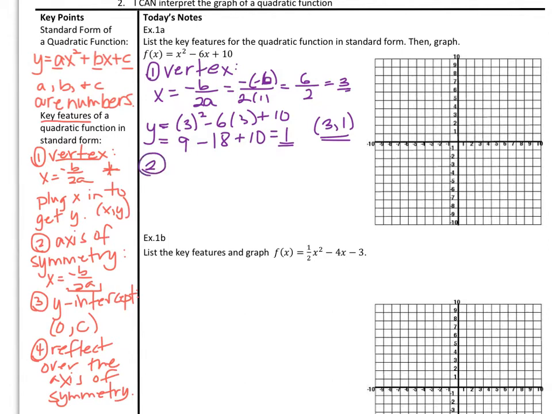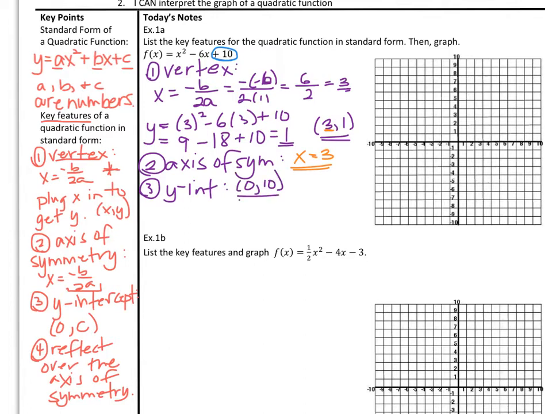Our axis of symmetry, part 2. That's just the equation of that vertical symmetry line. And it always matches the x-coordinate of the vertex. x equals 3 is the equation for that axis of symmetry. Done. Part 3, the y-intercept. Remember, in vertex form, we had to actually calculate this. But now the y-intercept is just whatever that last number is that doesn't have an x. That's 10, therefore the y-intercept is (0, 10). And then what we'll do is we'll reflect that point.